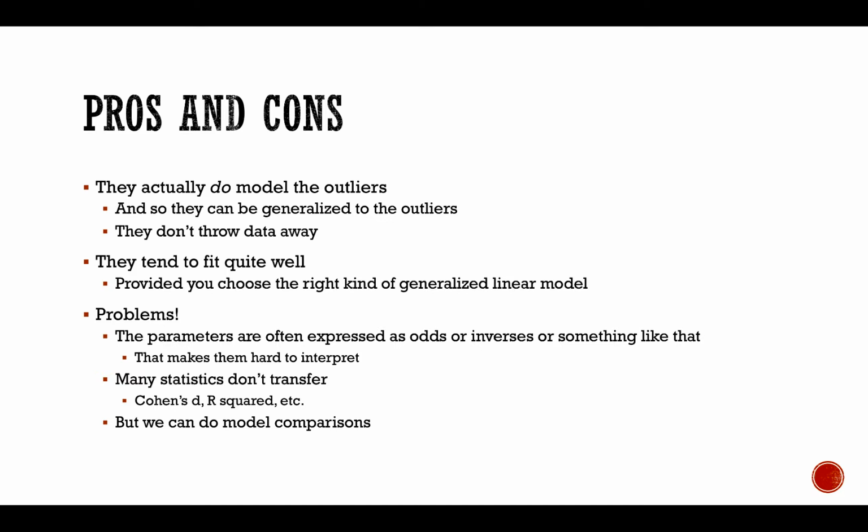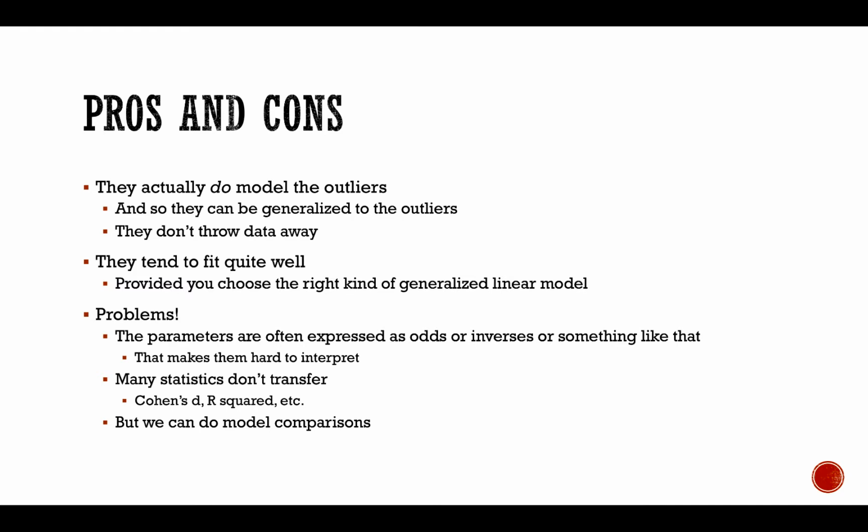So, pros and cons of GLIMs. They actually do model the outliers, so you can generalize the outliers. If they don't throw data away, that's awesome. They tend to fit the data quite well, provided you choose the right kind of generalized linear model. The problem with GLIMs is that the parameters are often expressed as odds or inverses or square roots or something like that, which means when you look at the estimate, it's really hard to interpret what that means. Another problem is that many, if not most, familiar statistics that we use, like Cohen's d, r squared, standardized betas, those sorts of things, don't transfer. So there are not GLIM versions of those statistics. But we can do model comparisons, which we'll get into when we talk about GLIMs.